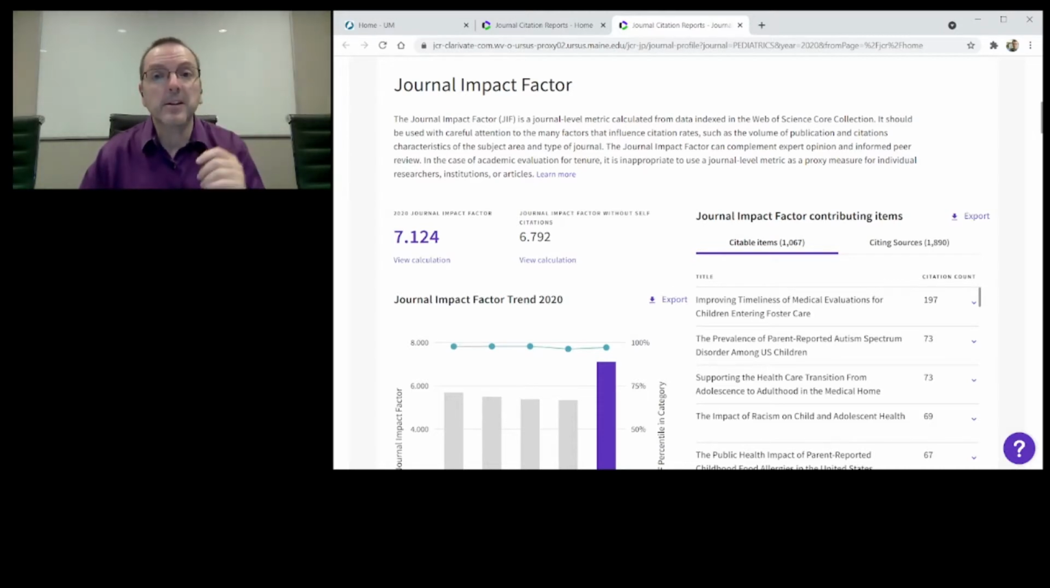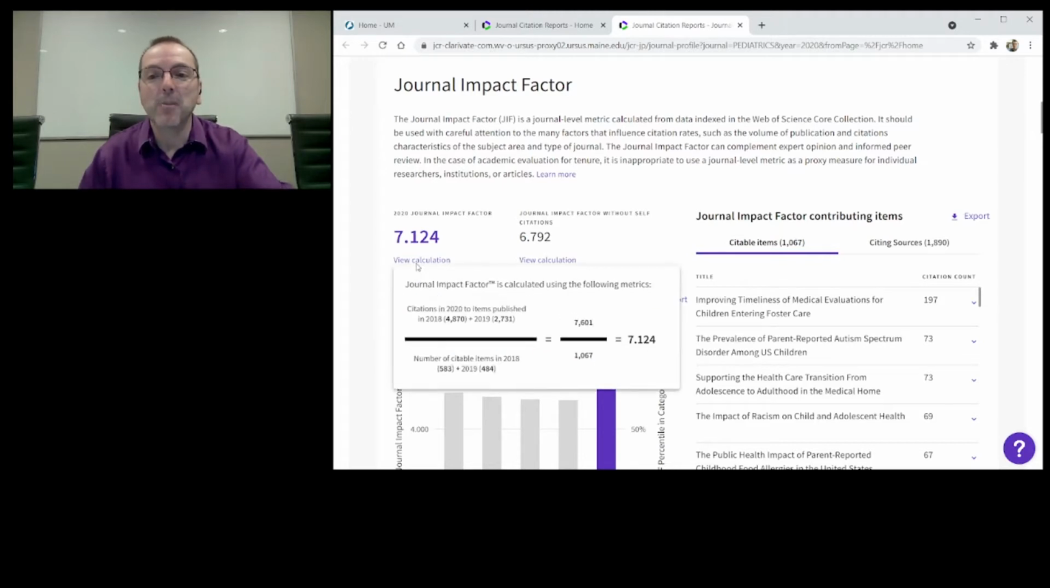So if we look at the journal Pediatrics, the 2020 journal impact factor we see right here is a 7.124, which is a very good number. But what does it mean? And where does it come from? Well, one of the things I like about JCR is it tells you right here how to do the calculation. So you pop this up and it tells you how that 2020 impact factor was calculated.